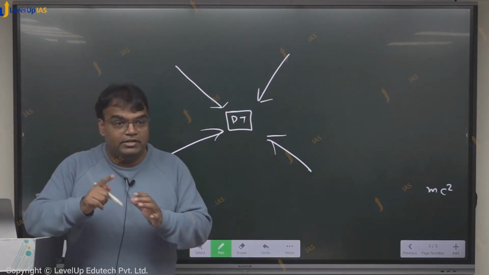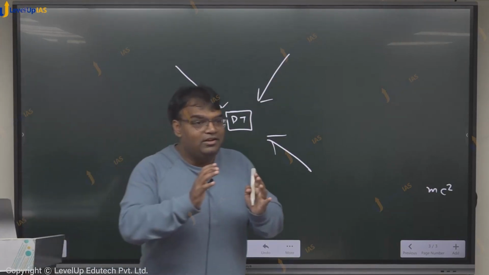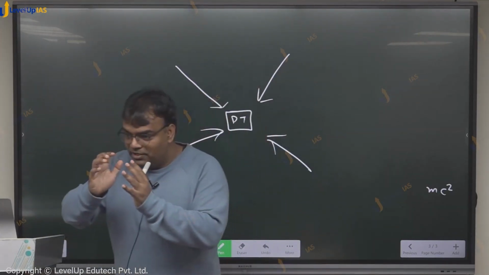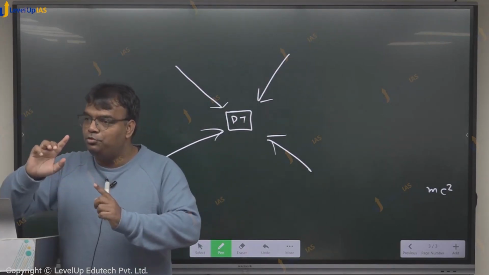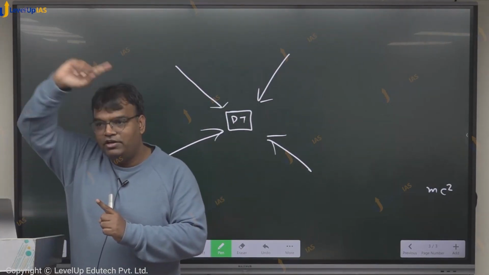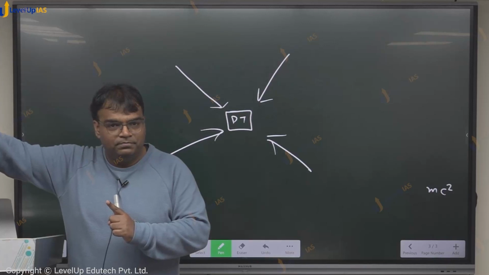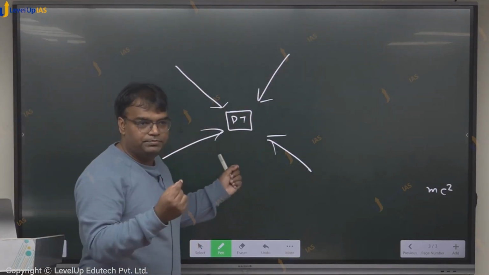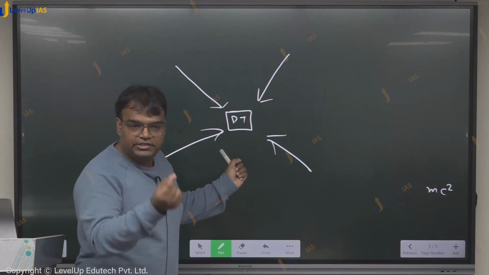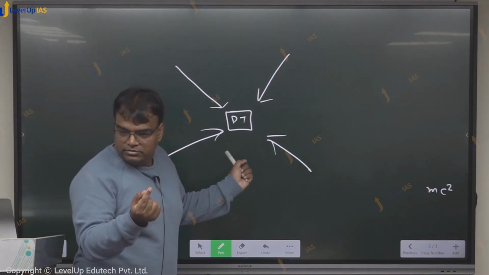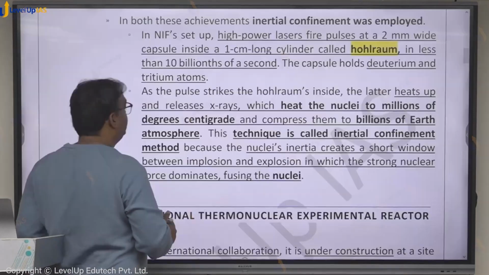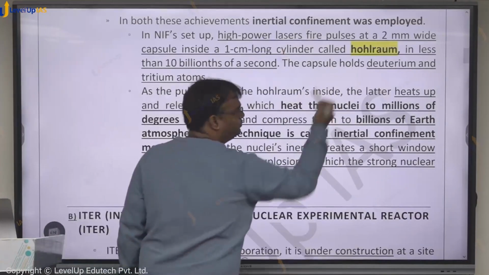Confinement. Look, magnetic confinement method, inertial confinement method. We want to keep them confined. We want to keep them close. Now you might be understanding these names a little. Inertial confinement, magnetic confinement. Here, in this method, which is being used by the National Ignition Facility in the US, they use a device called hohlraum.